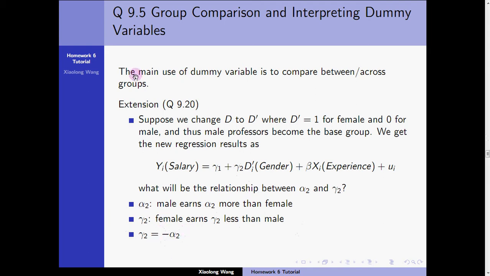So whenever we have a model with dummy variables, the first thing that we need to pay attention to is to distinguish which is a base group and which is a comparison group. And most of the time, the coefficient of the dummy variable will capture the difference between those two groups. But what we are compared against is the base group. So if the base group changes, then the meaning of the coefficient on the dummy variable will change as well, like what we just mentioned here.